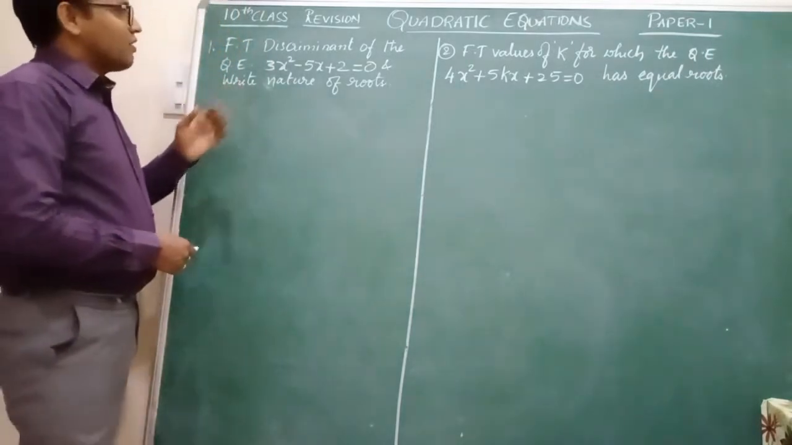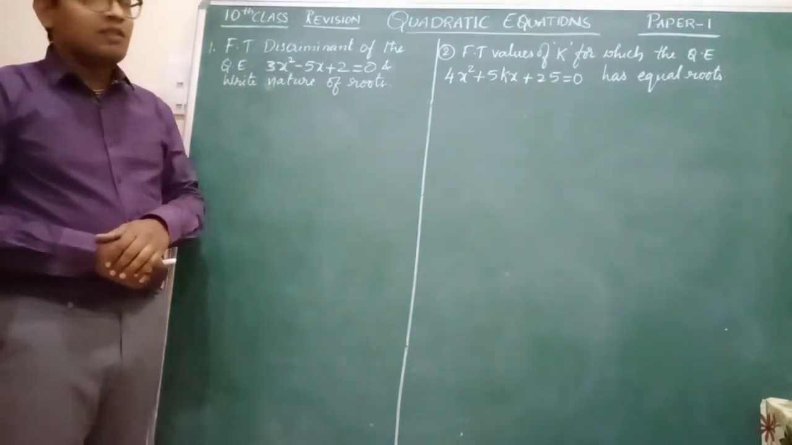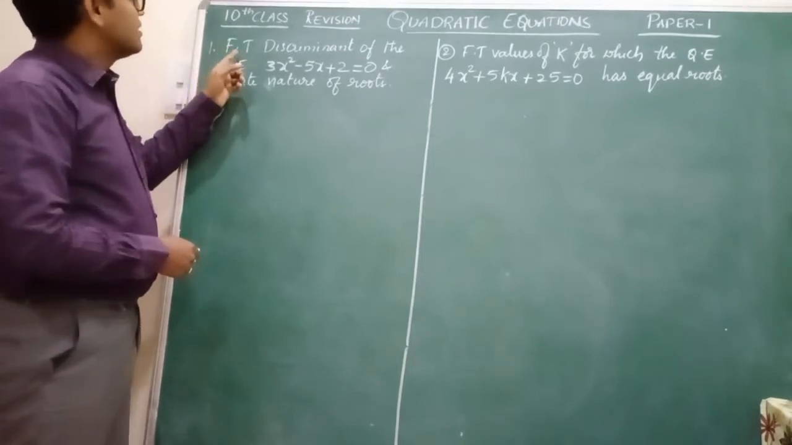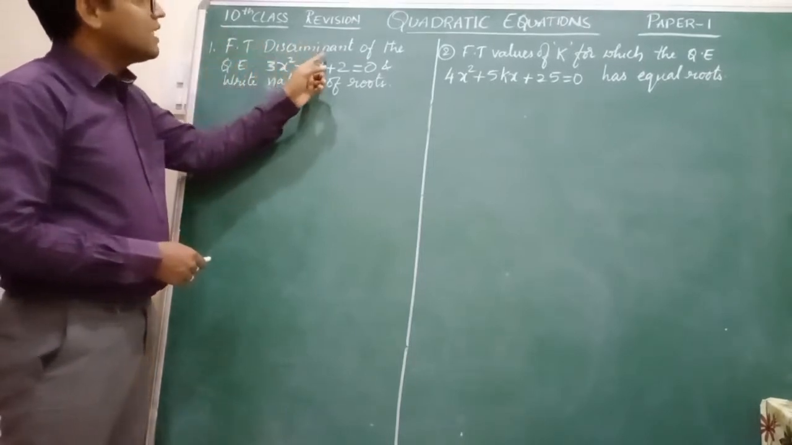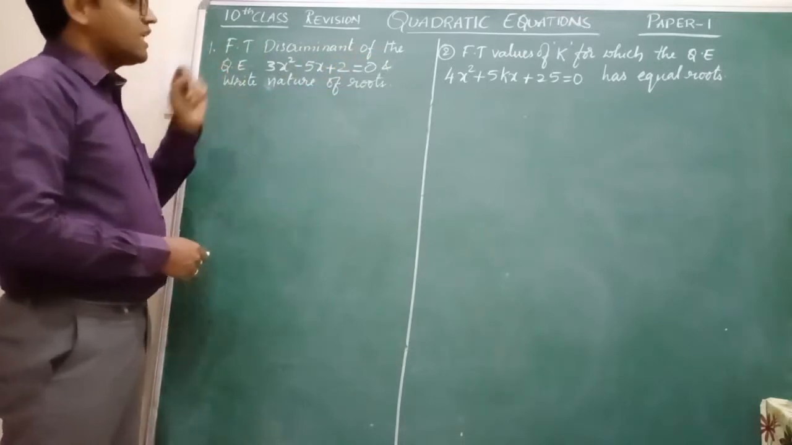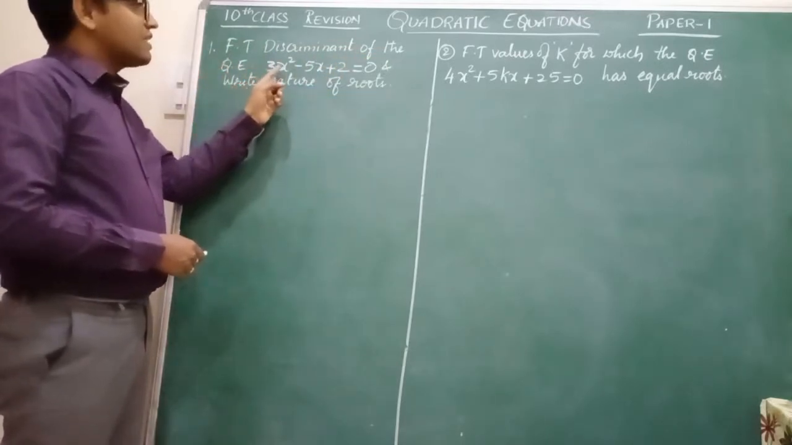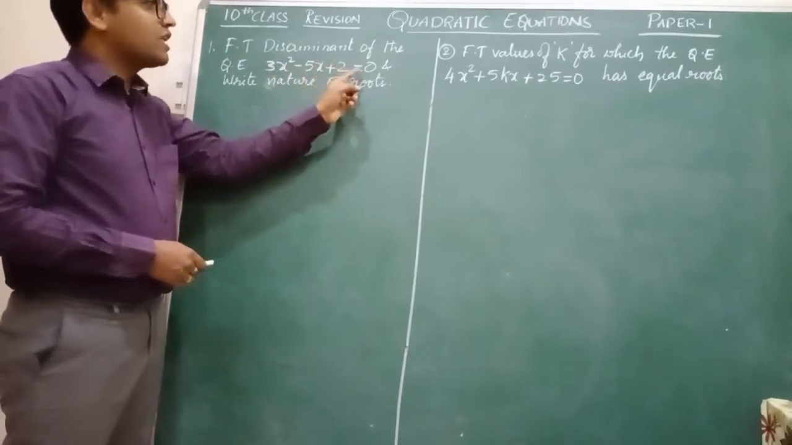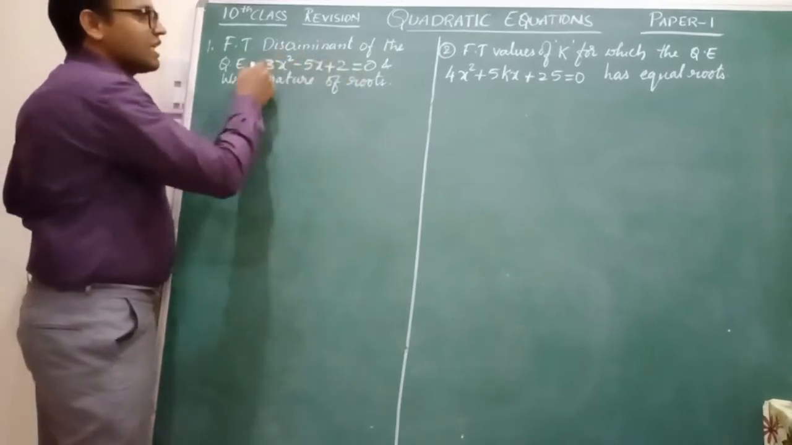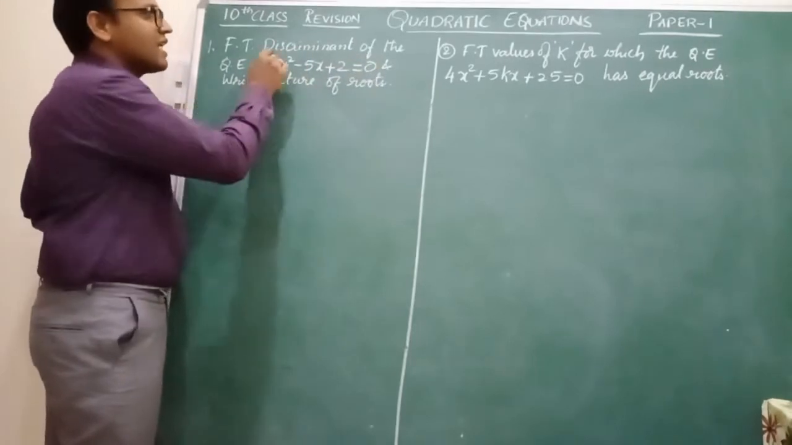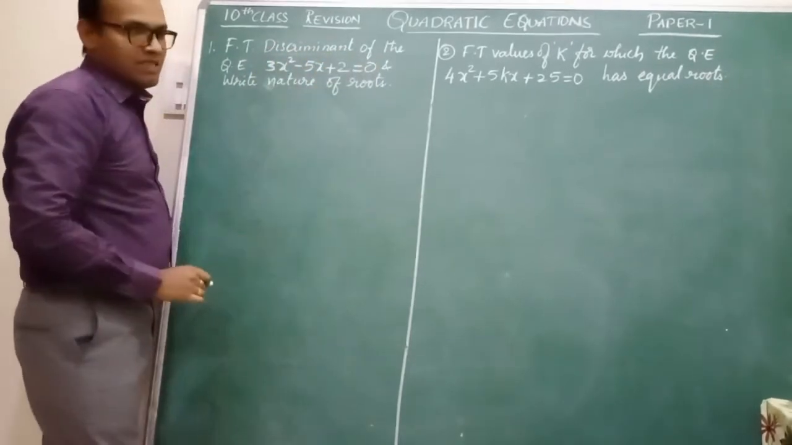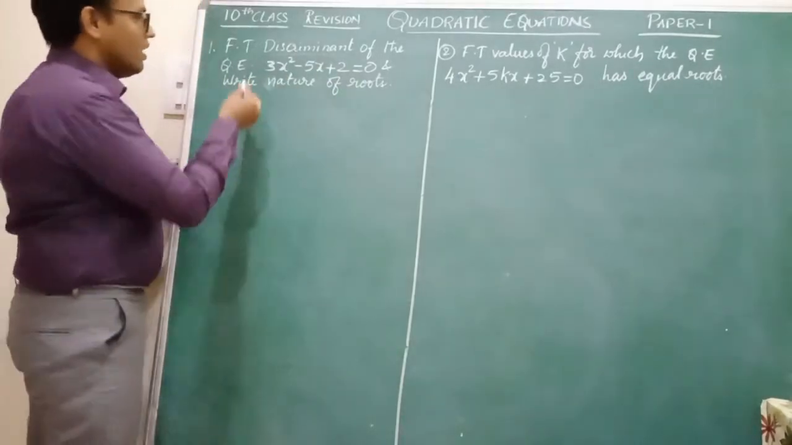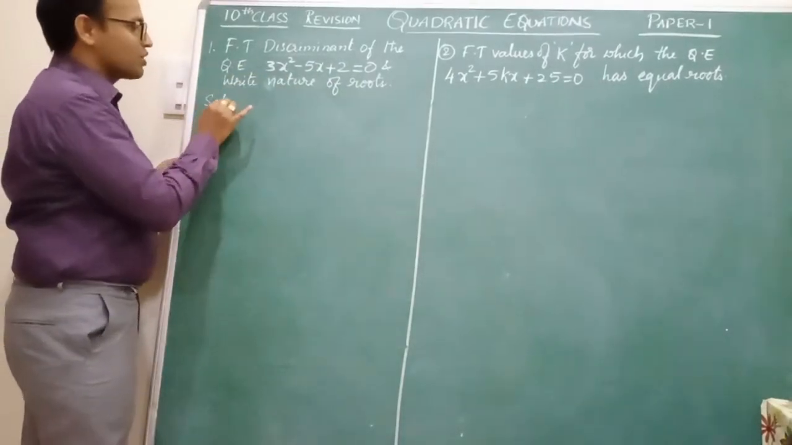Now the first model. Here is a question: Find the discriminant of the quadratic equation 3x square minus 5x plus 2 equal to 0. He is giving one quadratic equation and asking us to find the discriminant and hence write the nature of the roots. Let's see the solution.